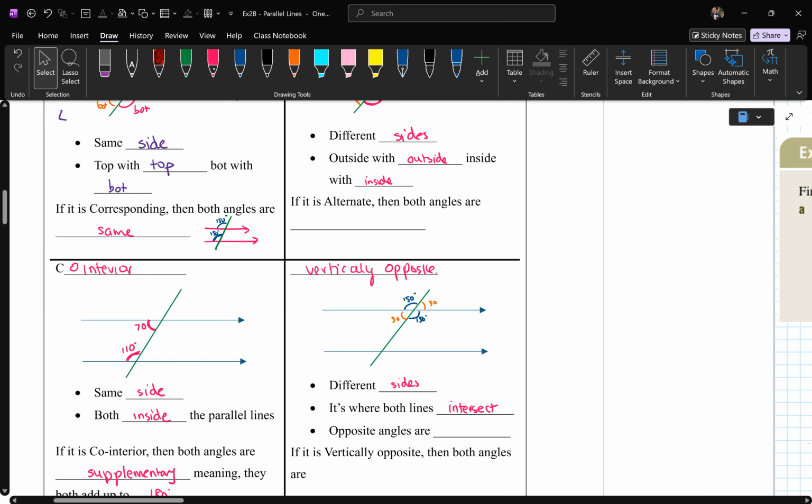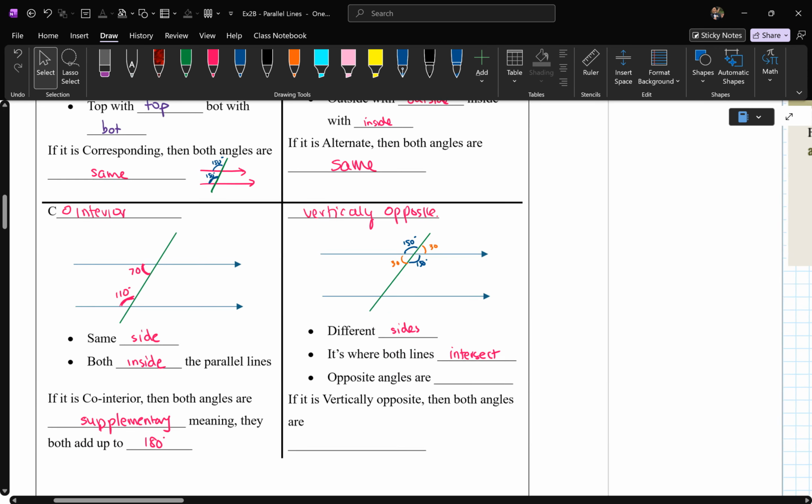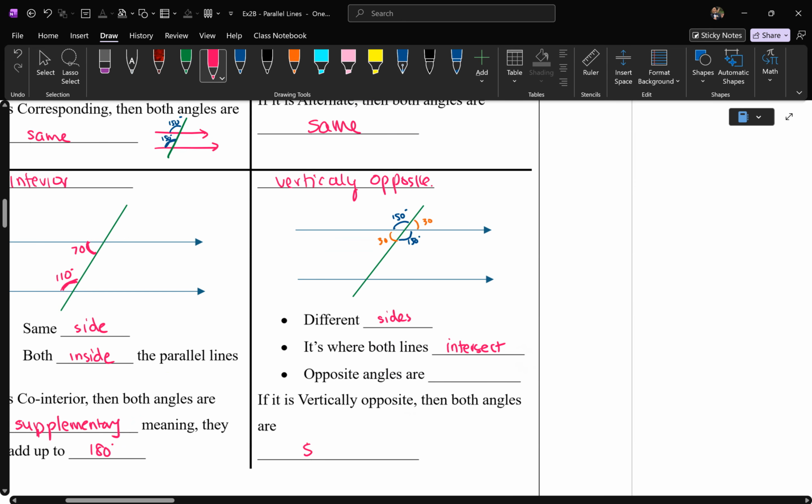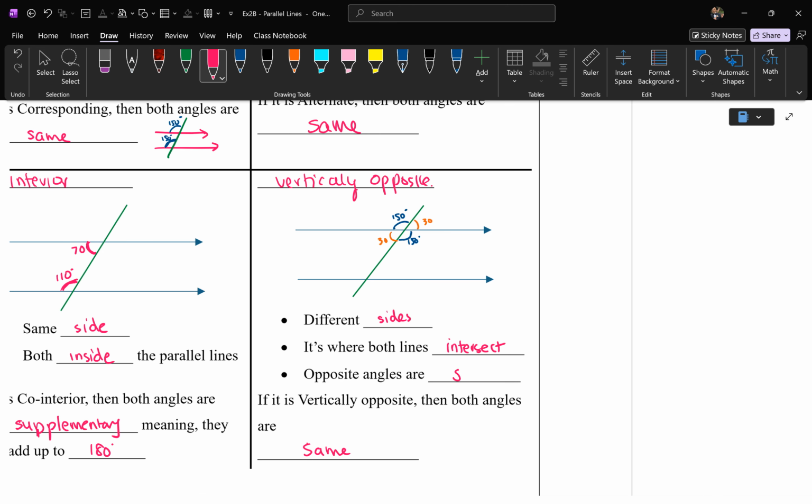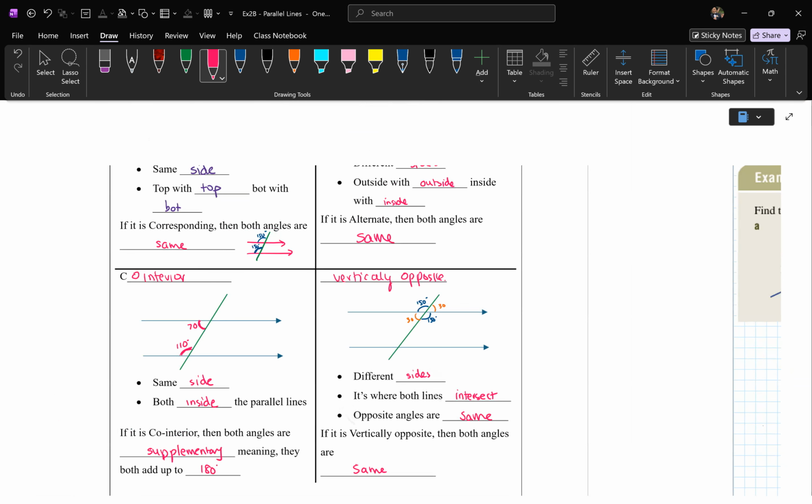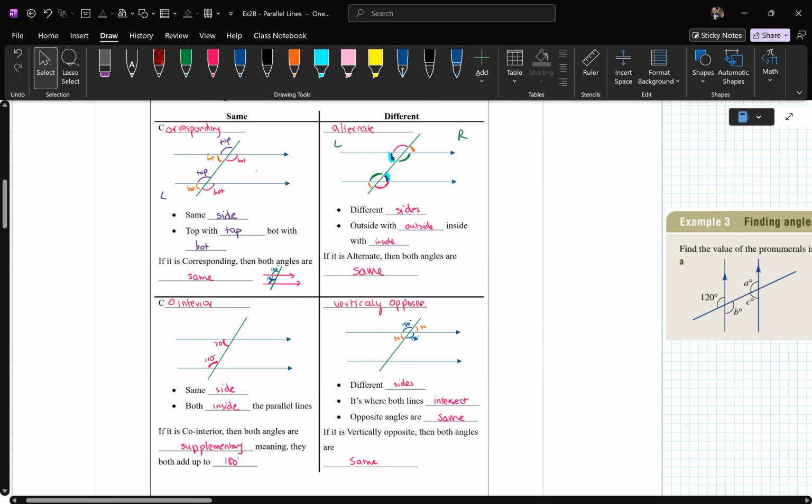I forgot to fill this in before. If they're alternate, they're the same angles. If they're vertically opposite, they're also the same angle. All right. So these are your four. Now that's a lot to digest.